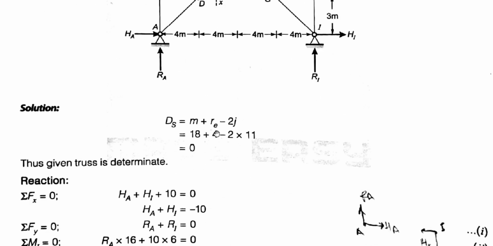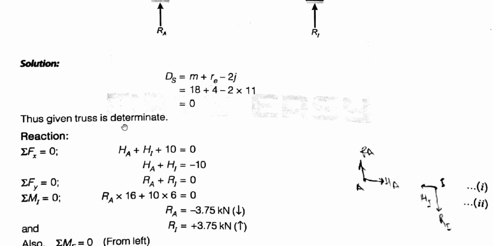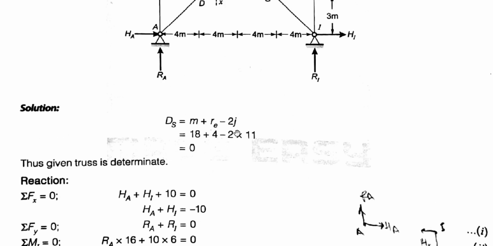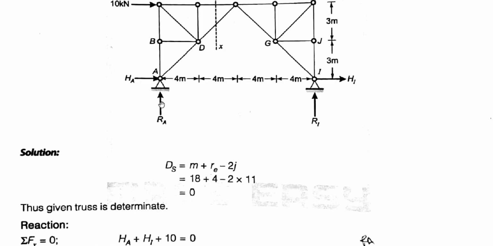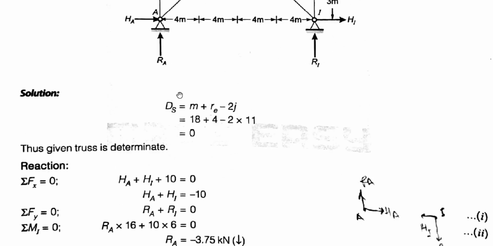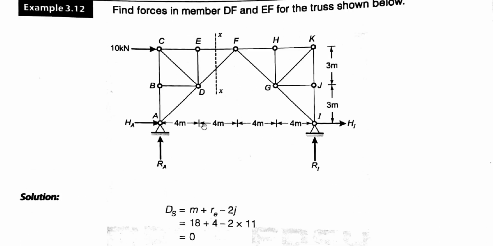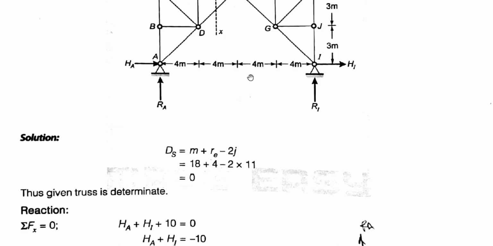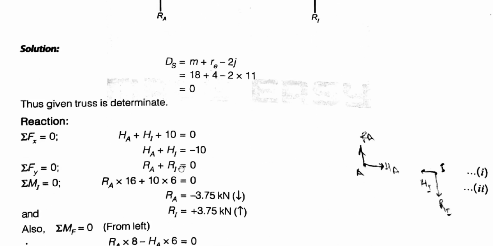By the value of m plus r minus 2j, it is 0, so it is a determinate truss. Now we need to find the horizontal and vertical reactions. The 10 kilonewton is acting left to right, and this is our HA. So HA plus HI plus 10 is equal to 0, so HA plus HI is equal to minus 10 kilonewton. Now considering the vertical summation of Fy equal to 0, this means RA plus RI is equal to 0, as we do not have any vertical external load.